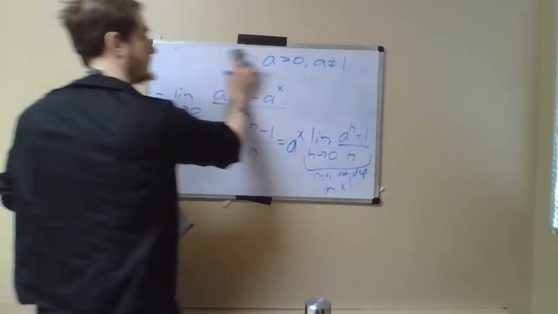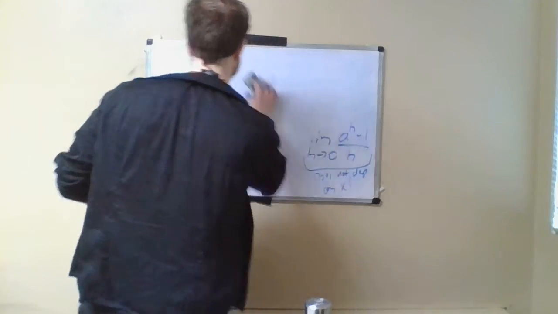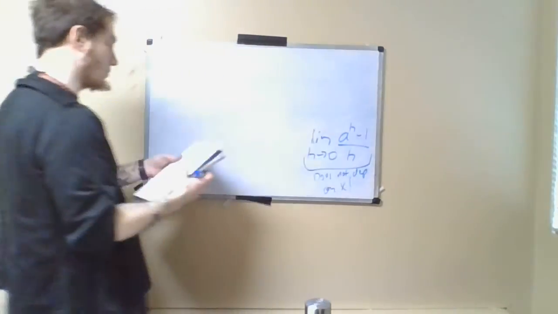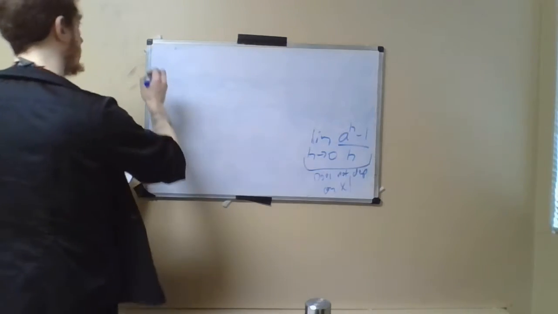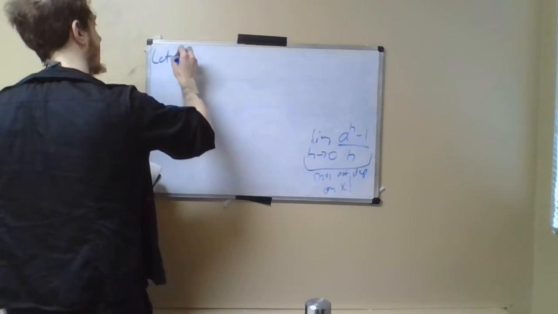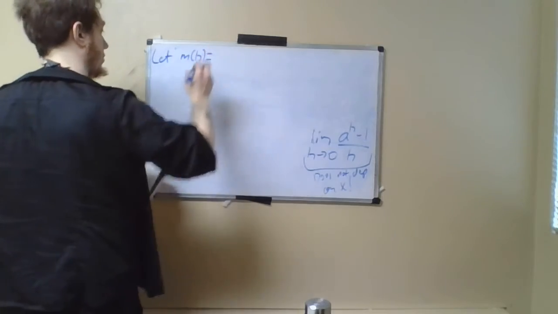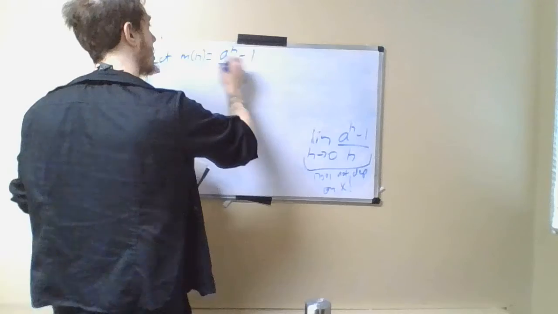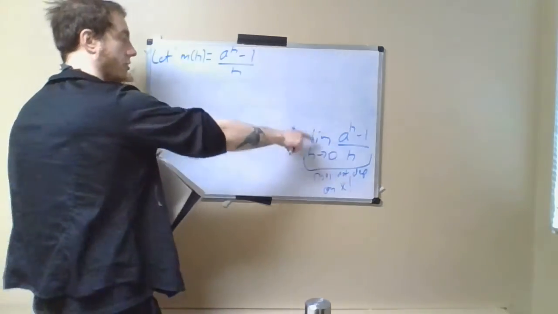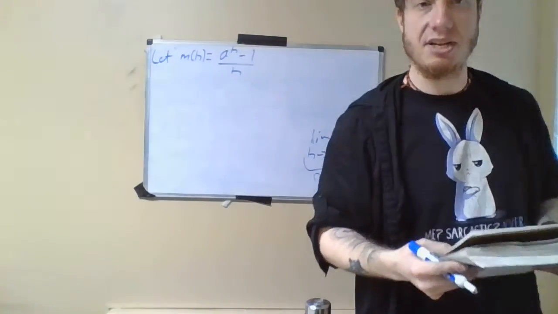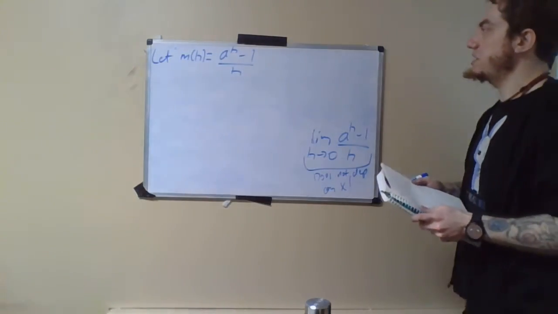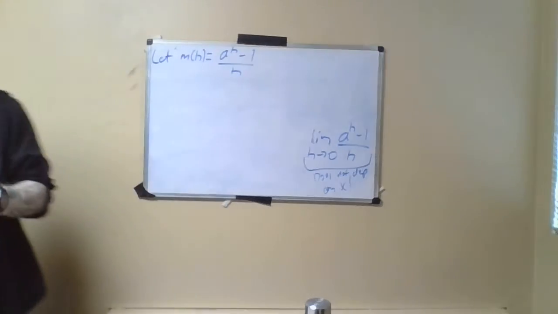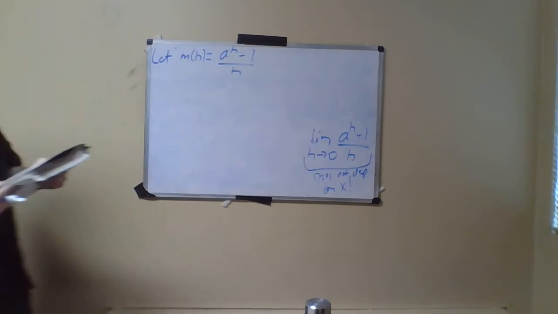And so let's focus in on that limit. And let's see if I can follow through the notes that I made here. So let's let m of h be equal to a to the h minus 1 divided by h. In other words, it's the thing that we are interested in here. What we need to establish is that this thing has a limit at 0.